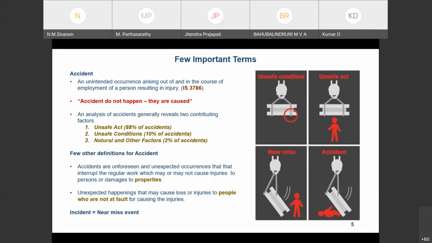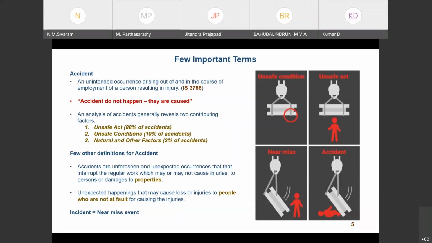Whereas the accident, when it falls over a person or it damages some machine or some property, then it becomes an accident. But in any case, we cannot just like that ignore all the near-miss events or the incidents. So we are supposed to analyze all the near-miss events. We are supposed to analyze all the incidents. Only then we can overcome, or we can analyze and we can find the real cause of the accidents.